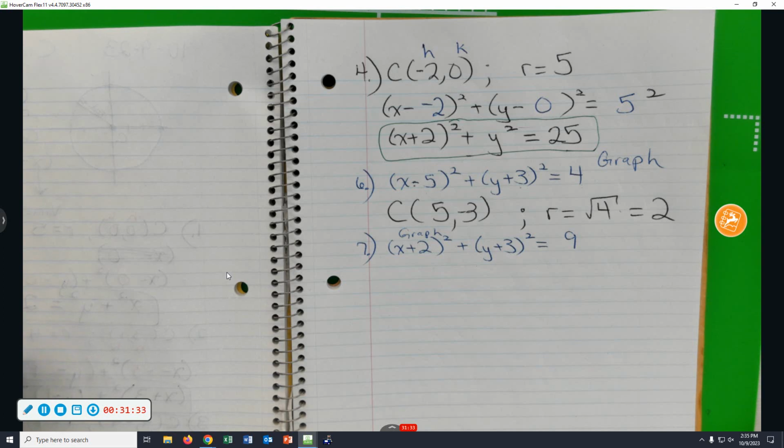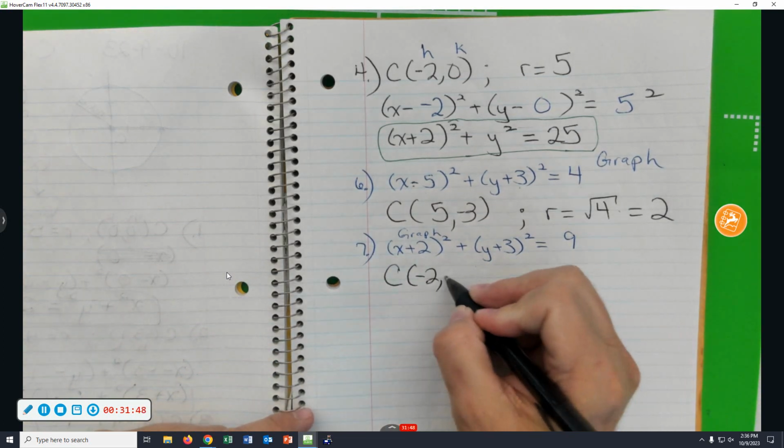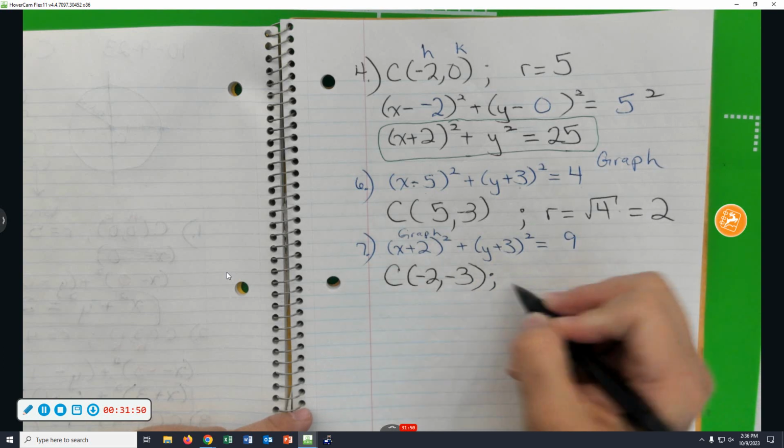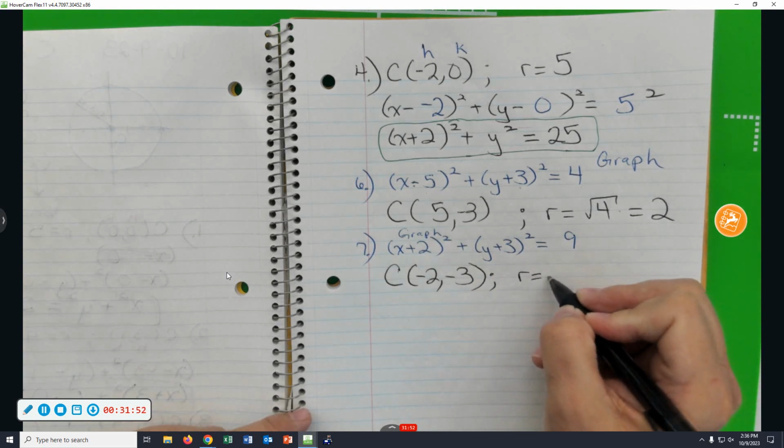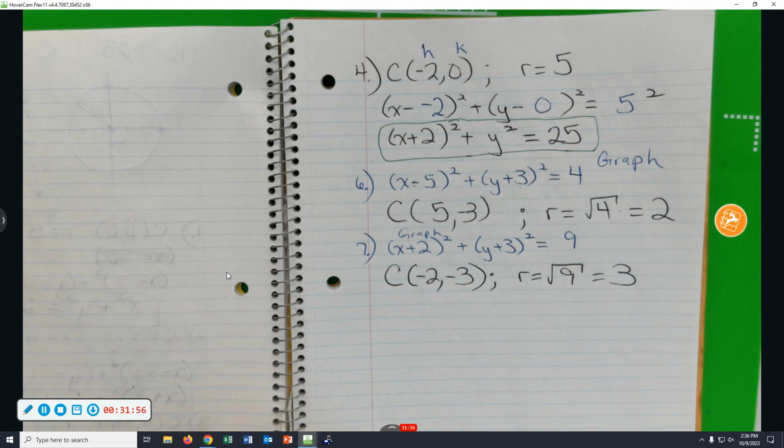As long as the equation is in center radius form, it's easy to determine the center and the radius. What's the center? Okay, I agree. Change sign, and then we take the square root of that number there to give us a radius of 3. Change sign, take the square root.